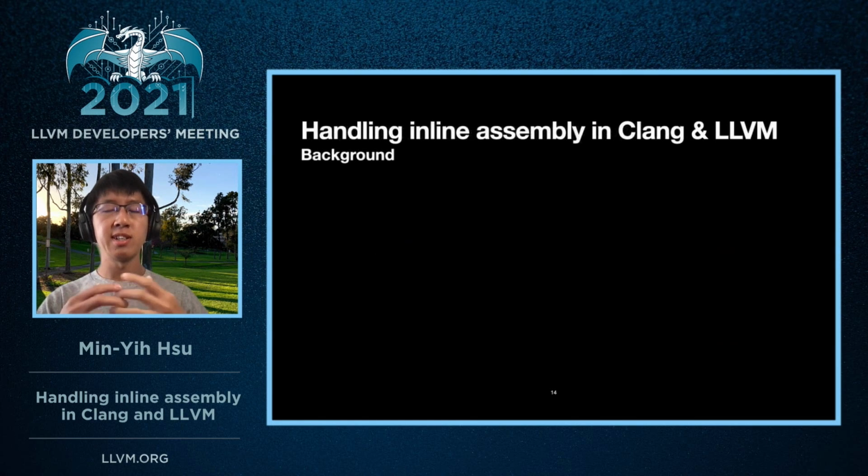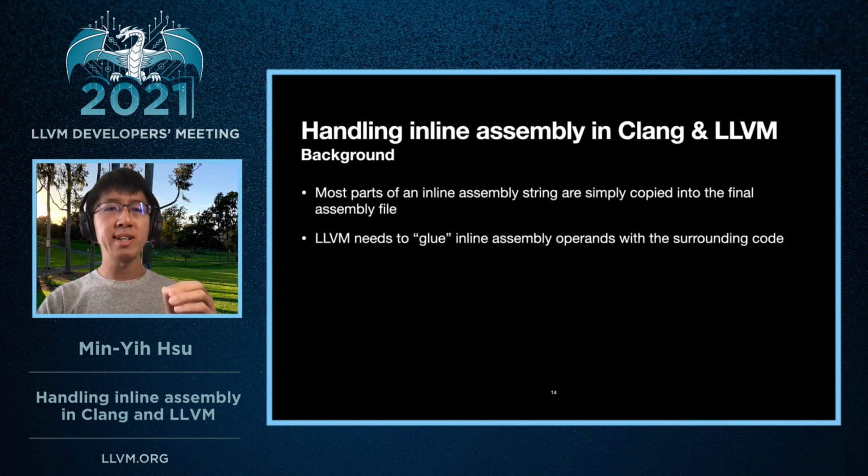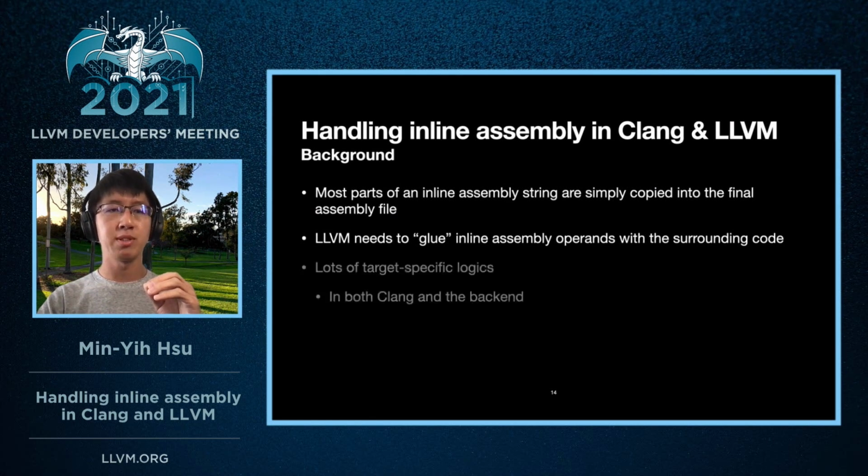So how is inline assembly handled inside the Clang and LLVM compilation pipeline? Well, actually, in most cases, it is not touched at all. In most cases, the compilation pipeline will just pass the inline assembly string down to the rest of the pipeline. What makes this a little bit more complicated are the operands. The compiler needs to glue these inline assembly operands with the surrounding code and also conform to the constraint string attached to each operand.